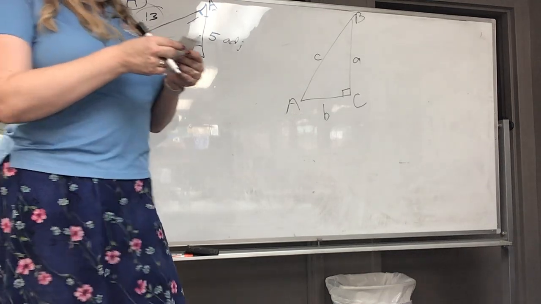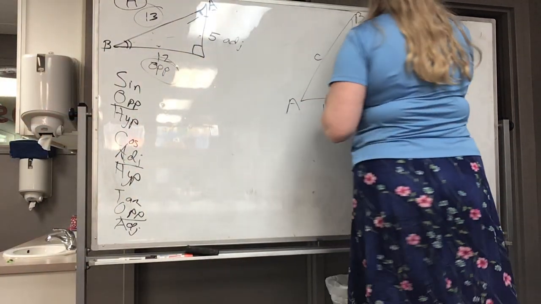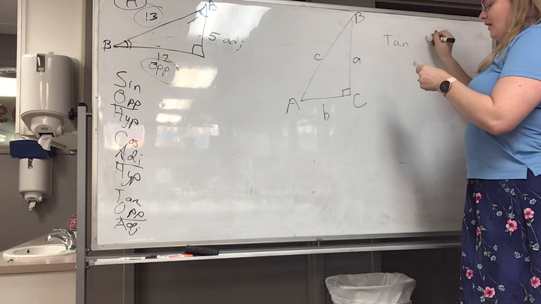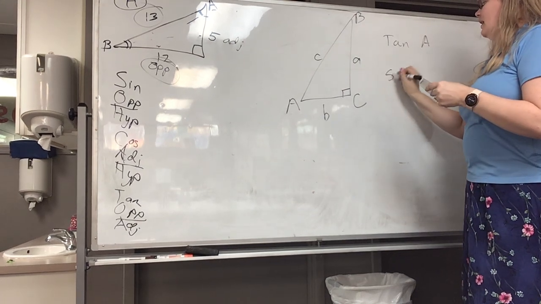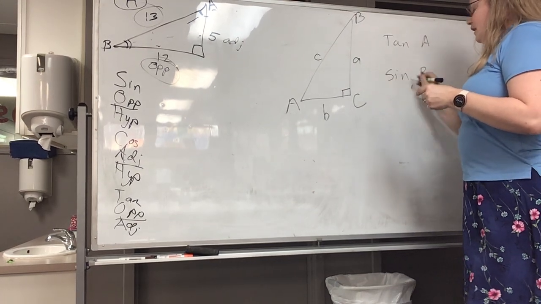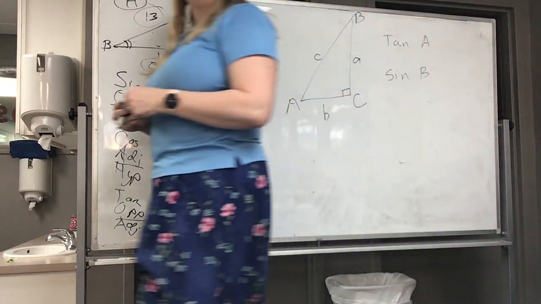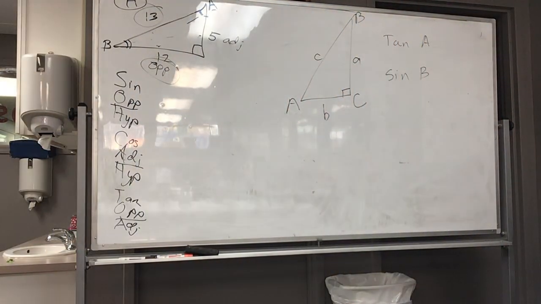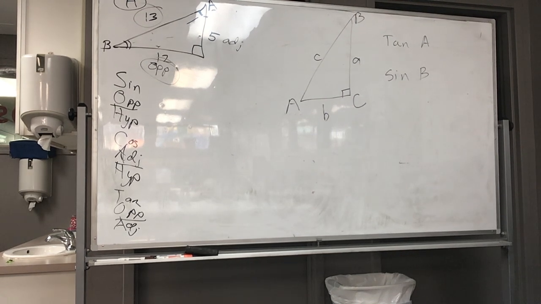The question is that they ask you to find the tangent of A and the sine of B. And you're just going to leave that as a fraction with variables. So write it in terms of fractions with variables. What is the tangent of A and the sine of B?